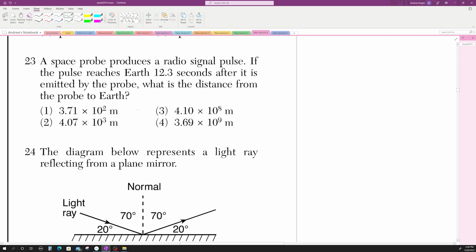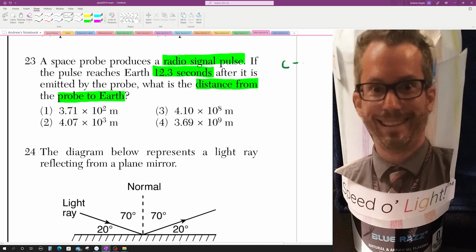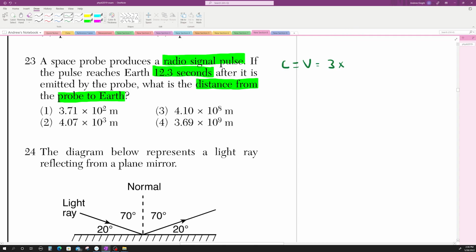Question 23. A space probe produces radio signal pulses. If the pulse reaches Earth in 12.3 seconds after it's emitted by the probe, what is the distance from the probe to the Earth? Well, I'm talking here also about a radio signal. All electromagnetic energy travels at c, or the speed of light, and that's 3 times 10 to the 8th meters per second. I know my time is 12.3 seconds. I'm looking for how far the probe is from Earth.